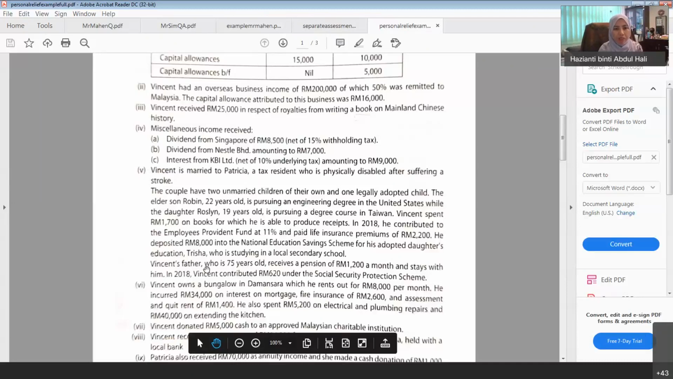And then, he also has a father who is 75 years old, receives a pension of 1,200 a month, and stays with him. So there is relief for parents. You have to check again how much the parents relief can be. Vincent contributed 620 under the Social Security Protection Scheme. This is SOCSO. He owns a bungalow in Damansara which he rents out for 8,000 per month. He incurred 34,000 on interest on mortgage, fire insurance 2,006 and assessment and quit rent 1,400. He spent 5,200 on electrical and plumbing repairs and 40,000 on extending the kitchen. So this rental income is also under section 4D. When you do 4D earlier, royalties, do not forget this rental income too.